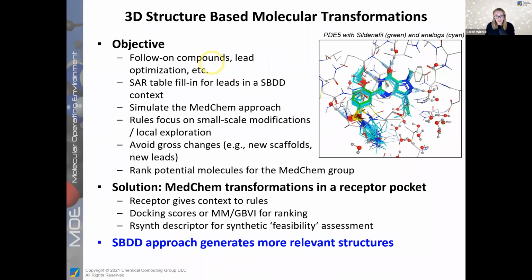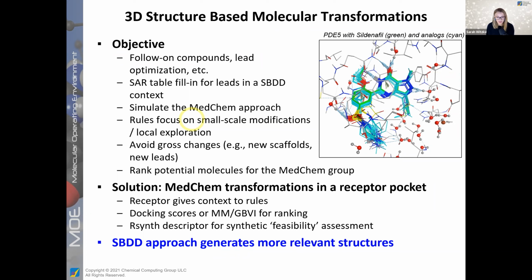And when we do these predictions and lead optimizations, we want to do it in a way that simulates the medicinal chemist approach. So we only want to use rules that focus on small scale modifications, or said in another word, local exploration. We want to avoid any kind of gross changes, for instance, changes to the scaffold, because we are not at the stage where we generate new leads, rather we want to optimize what we have. And at the end, of course, we want to be able to rank these potential molecules for the MedChem group to pick out the ones that look the most interesting.